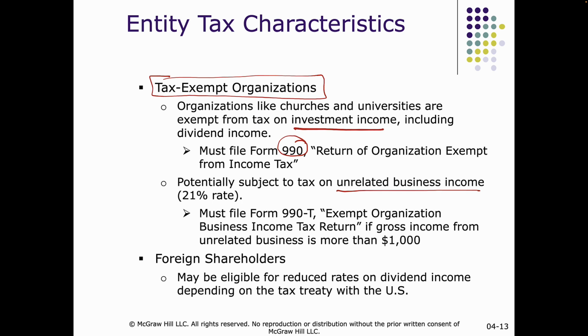They also have to file a Form 990-T, which is the exempt organization business income tax return, if the gross income from these unrelated businesses is greater than $1,000. If you are a foreign shareholder, you may be eligible for reduced rates on this dividend income, and it really depends on the tax treaty between the organization, the other country, and the U.S.